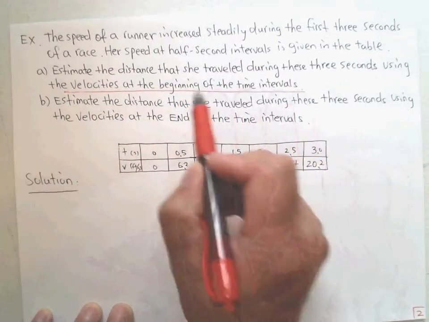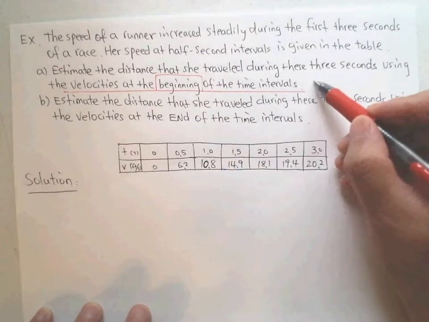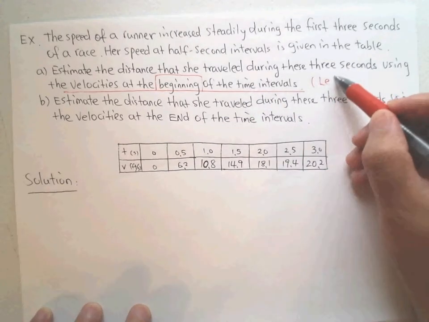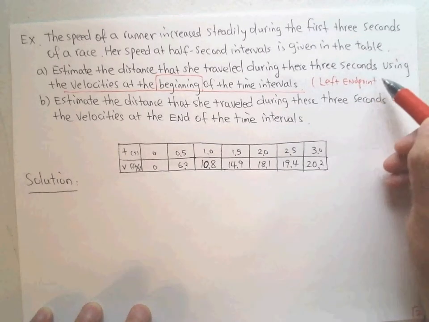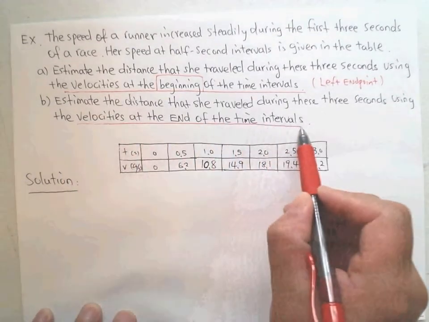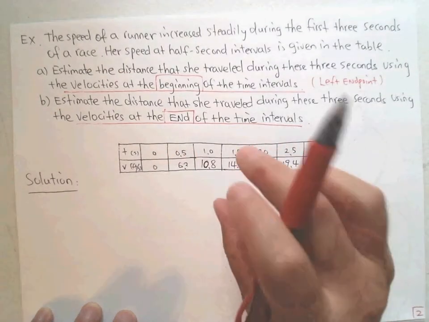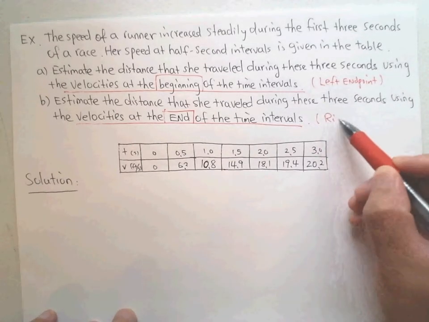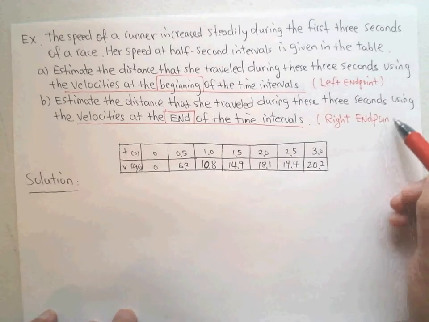Okay, so look at it here. Using the velocity at the beginning. At the beginning means what? This is the left endpoint, right? So we should use the beginning, which is the left endpoint approximation. Okay, left endpoint. The second question is only a little bit different. We can approximate the distance by using the end of the time period as the sample. Remember, just the two. So the end, this is exactly the right endpoint approximation. Right endpoint.